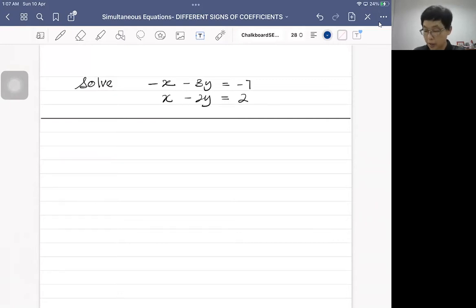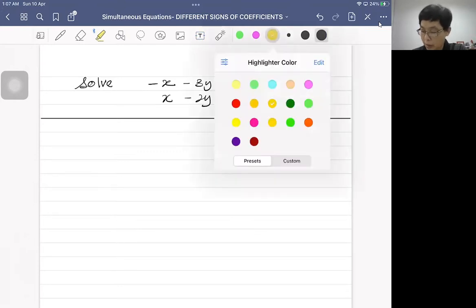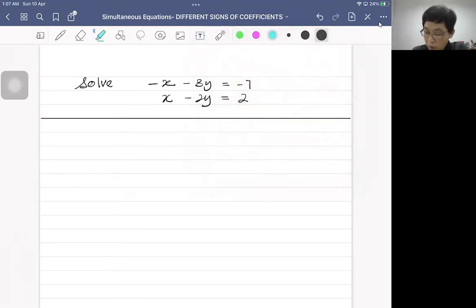Okay, so now let's go on to take a look at the questions that I have chosen for this practice. Well, do you notice the uniqueness of these questions? Let's highlight that. You notice the x actually has the coefficient of 1, but a different sign. This one actually has -1, and the other one actually is +1.